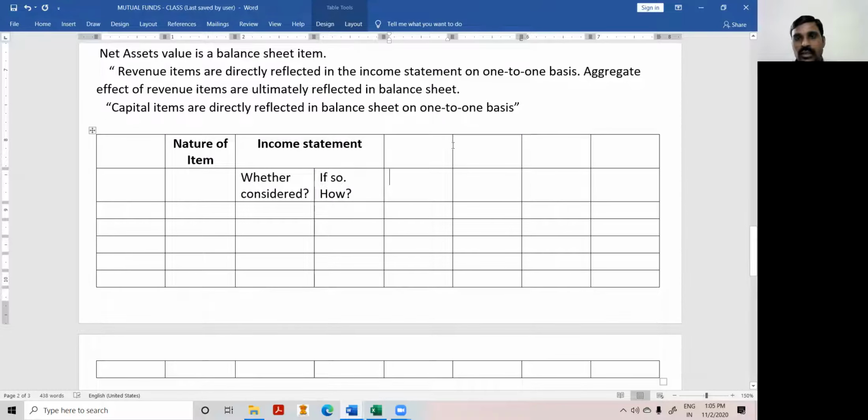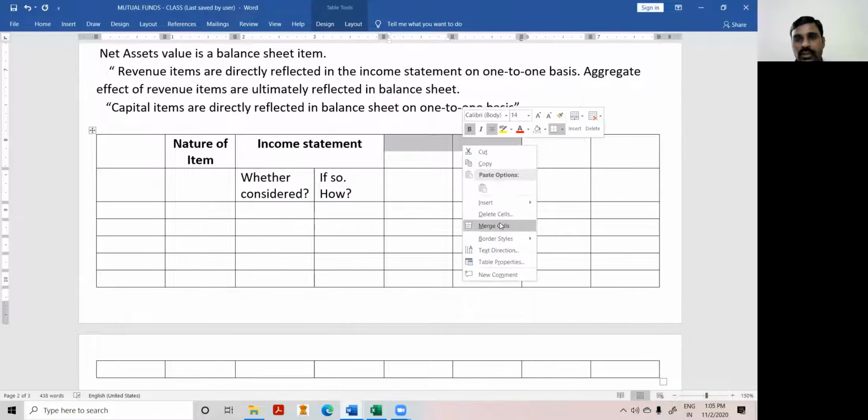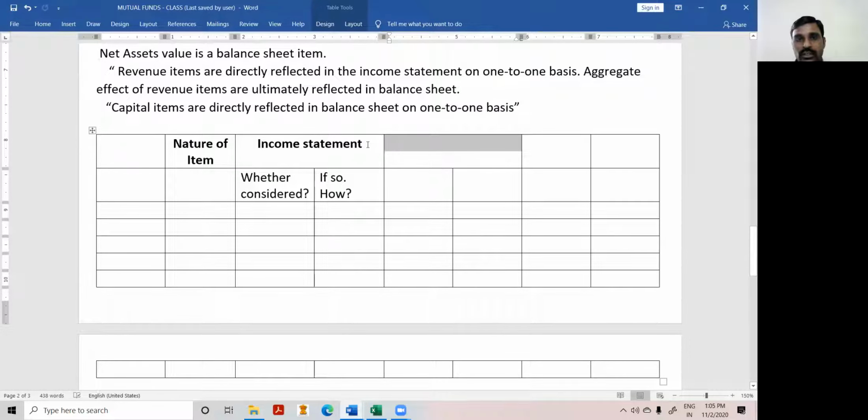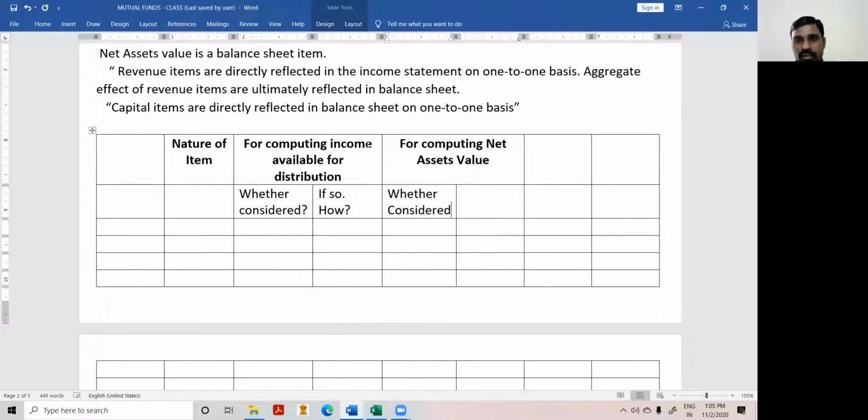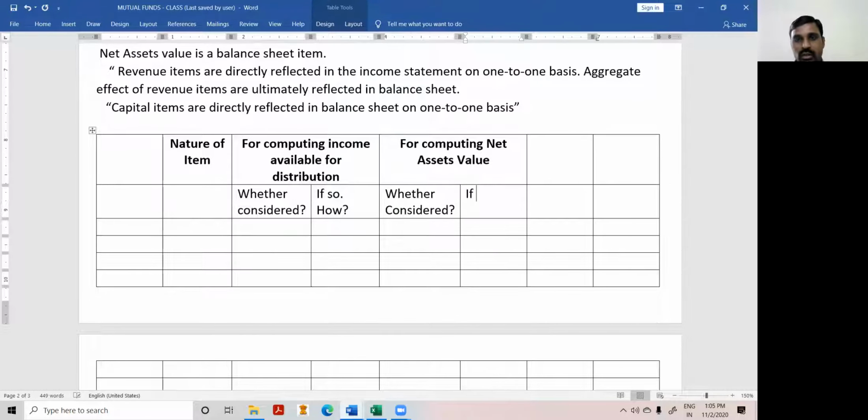Next, the income statement, for computing income available for distribution. Next, the net assets value statement, for computing net assets value. Whether considered, if so, how? That is the point.